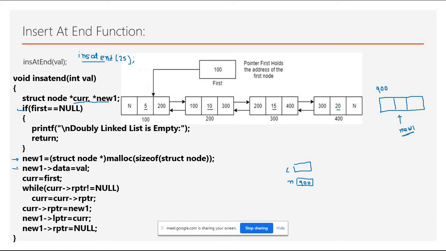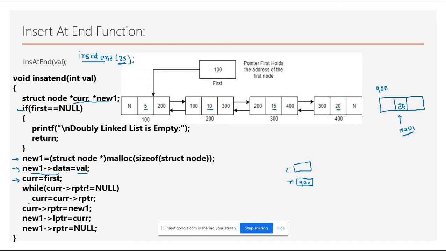Then the next line is new one point to data is equal to value. So which value user want to insert? So in the value variable what we have is 25. So this 25 you are just putting into the data part of the new one, right? So new one is 900 and this is the data part where we have to put 25. So here what we are writing is 25, right? Okay, fine.